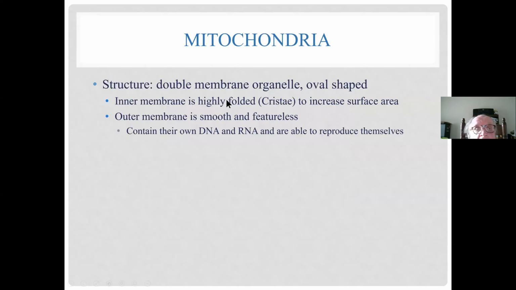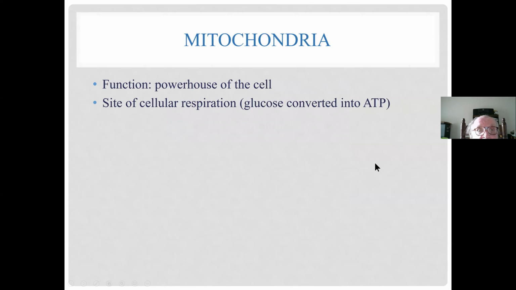Double membrane organelle, oval shaped, intermembrane, highly folded. It's called cristae to increase the surface area. That's where most of the reactions that produce the ATP occur, okay? Outer membrane is smooth and featureless, contains their own DNA and RNA to reproduce themselves. Powerhouse of the cell, site of cellular respiration, okay?